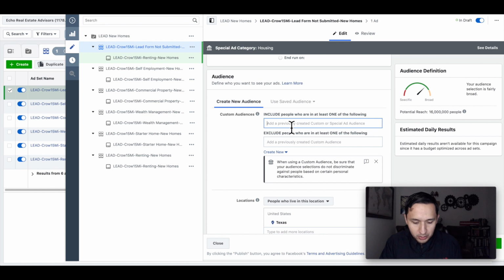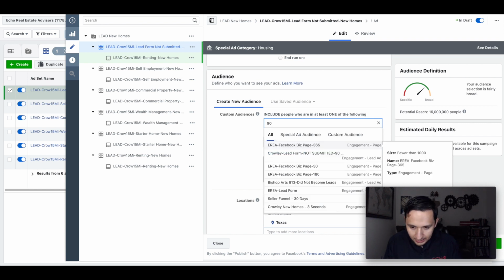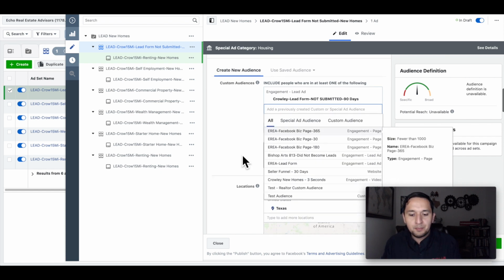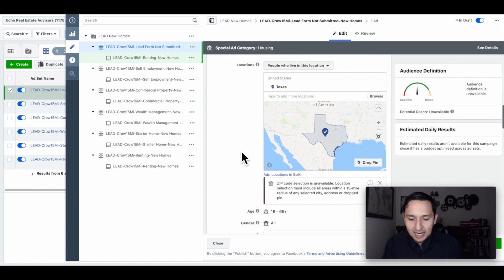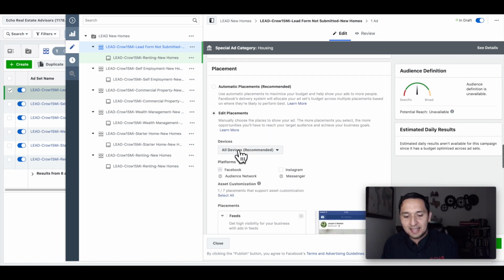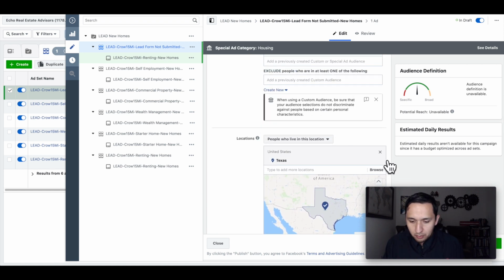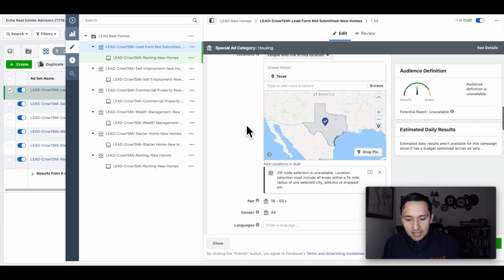And who we want to include is the 90 day that we just created, Crowley lead form 90 days. Now you may be wondering, why did I X out the rest of the things that I did? The reason being is I don't want to over pixel it. I don't want to over improve the retargeting. I'm fine with leaving it at Texas. Even that's causing me some apprehension. I kind of want to just leave it as United States, but I'll go ahead and leave it in Texas.